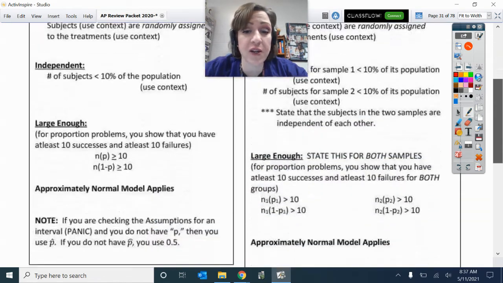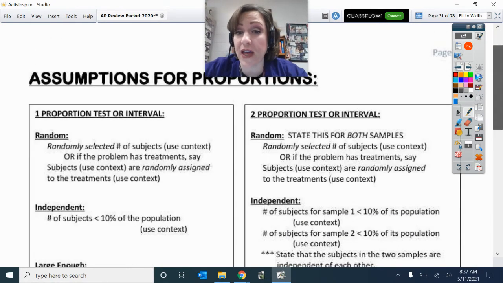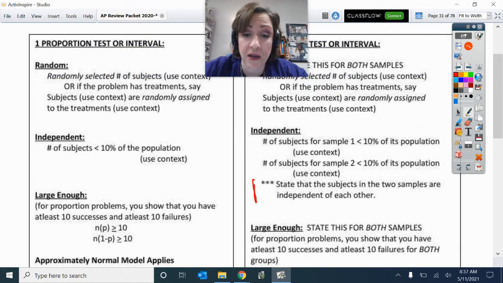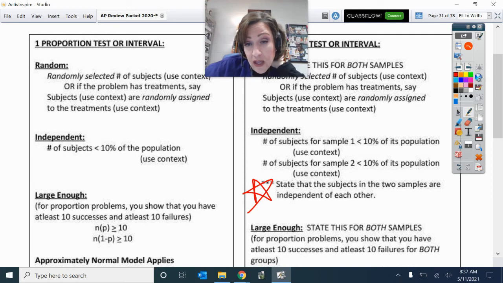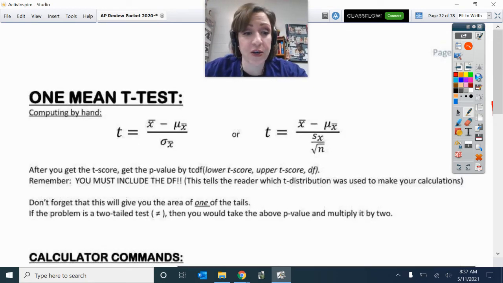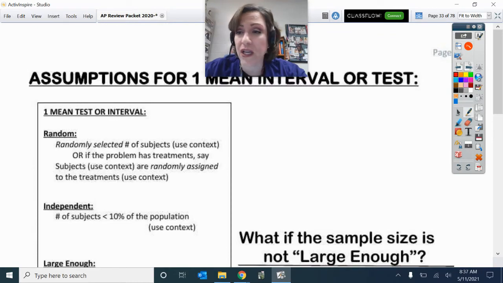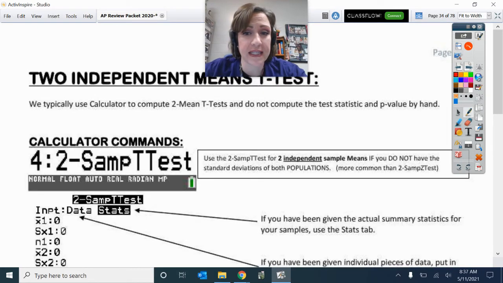All right, so here is a summary of all of the conditions. Remember that on the two proportion ones, we need to make sure we are saying that we're doing it for both populations, and that those samples are independent of each other. So the subjects in one sample are not in the other. Keeping that in mind. And then here's all the same exact stuff, but for means.